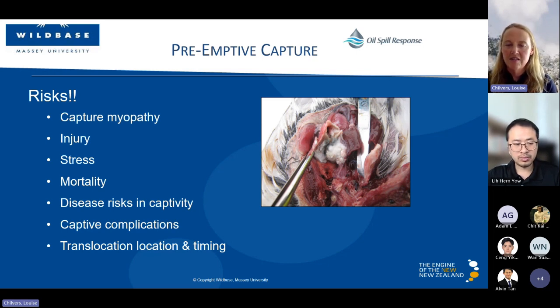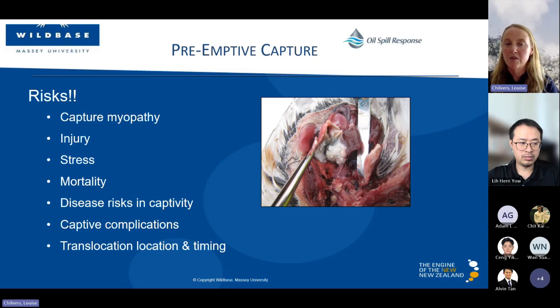Capturing any animal is very stressful for an animal. And not only could it cause stress, but it could cause mortality. And then once an animal is in captivity, you have disease risks in captivity. You have complications by holding them in captivity.